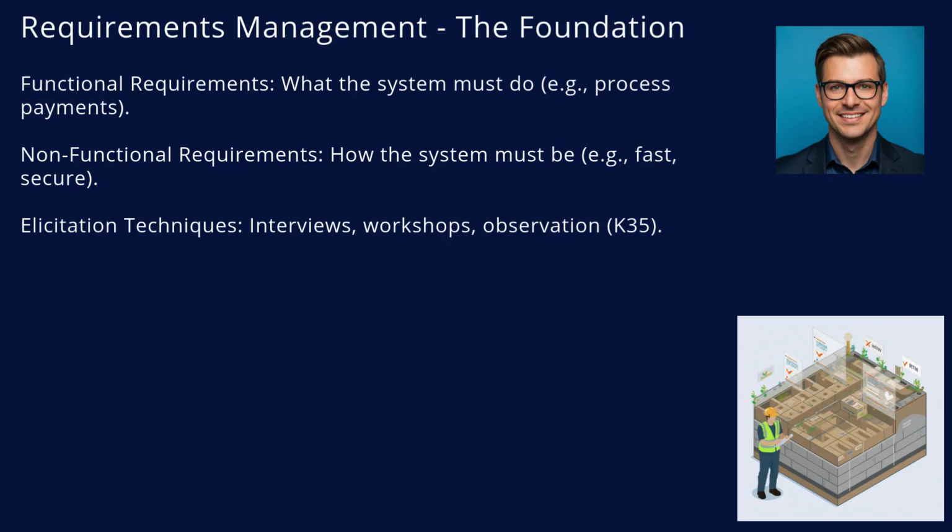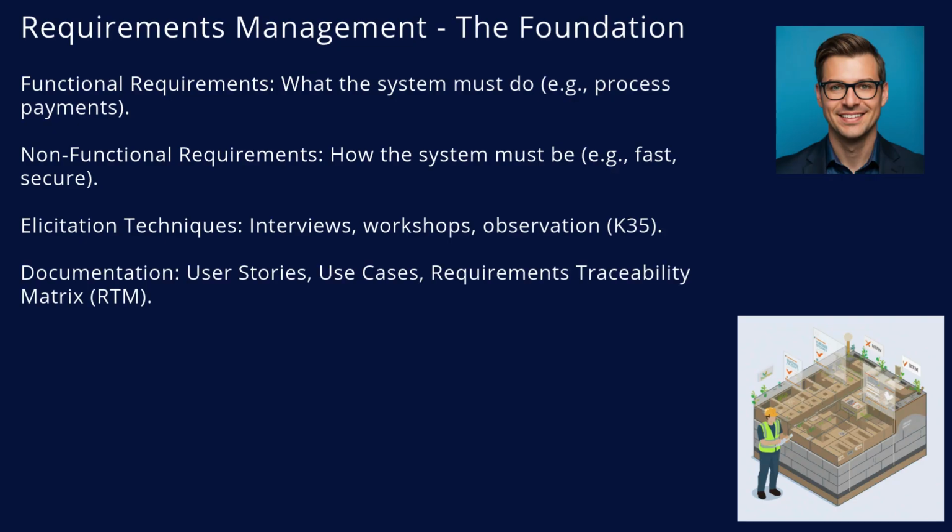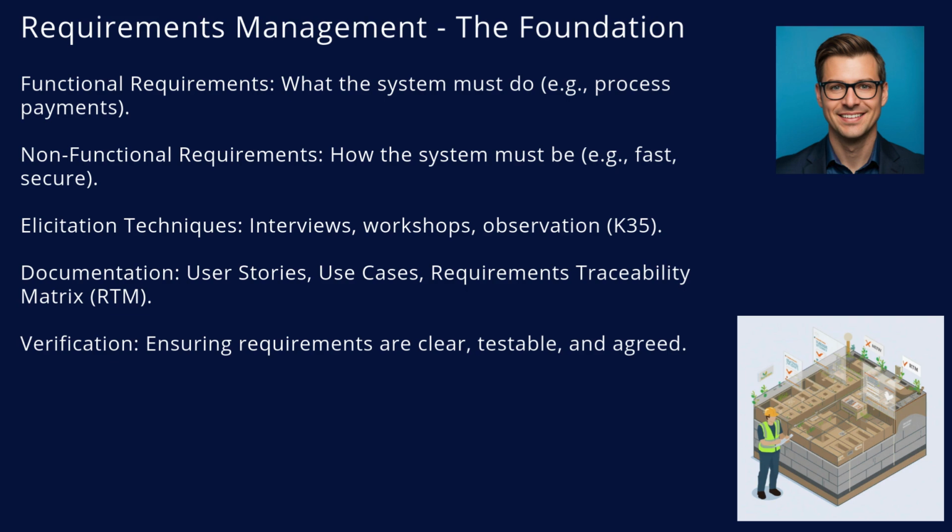But gathering them isn't enough. You must document them. We use tools like user stories for Agile projects, "As a user, I want to," or use cases for more traditional ones. And crucially, we use a Requirements Traceability Matrix, RTM. This links every requirement to a test case and a stakeholder, ensuring nothing is lost. Verification is the final step, checking that every requirement is clear, testable, and formally agreed before you build.